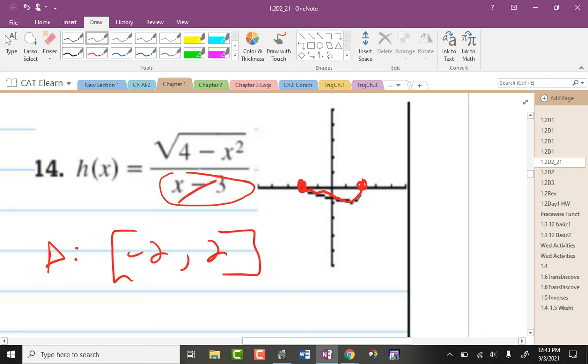This doesn't even affect the domain. Sure, x cannot equal 3, but do you see 3 in that list right there? Yes or no? No, so it's already taken care of. That's why we don't see an asymptote there. But what's the range? Now we can do this because of my last question. What do I need to find for this graph?